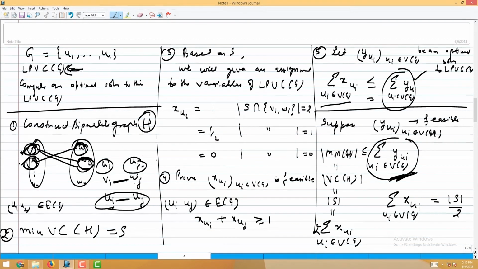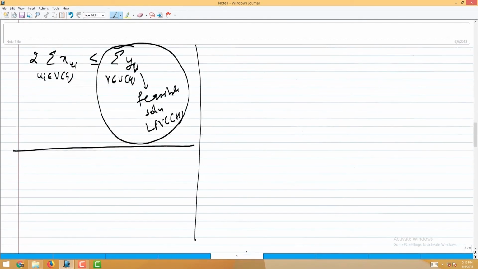Because there was an edge in G between these two vertices, their sum adds up to 1, and to these vertices I have given exactly the same values as Ui and Uj. So their sum should also add up to 1, right? So, given any feasible assignment to G, you can always give a feasible assignment for H.